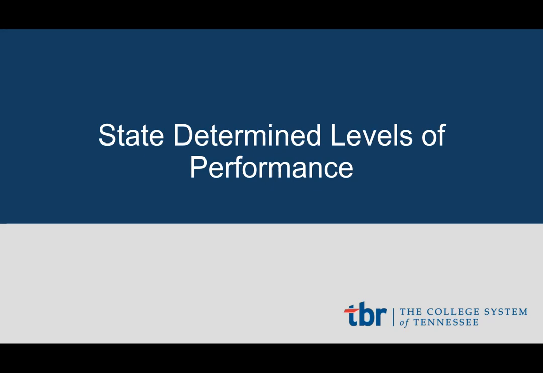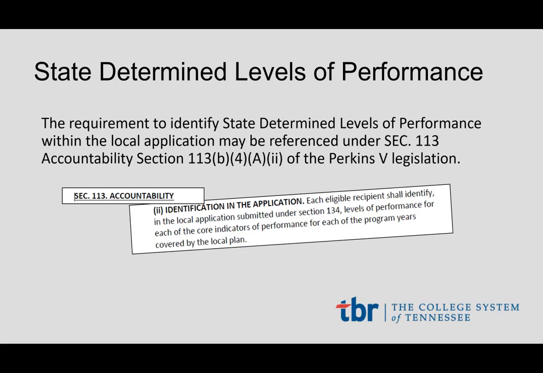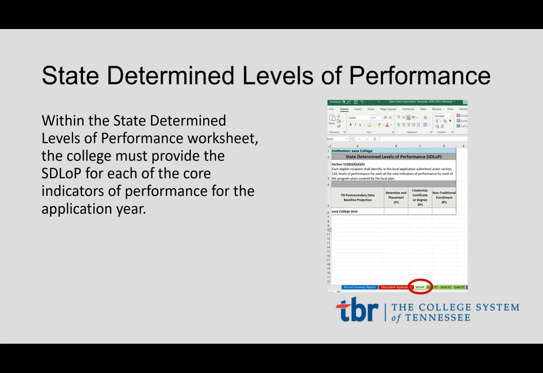State Determined Levels of Performance. The requirement to identify state-determined levels of performance within the local application may be referenced under Section 113 of the Perkins V legislation. Within the State-Determined Levels of Performance worksheet, the college must provide the state-determined levels of performance for each of the core indicators of performance for the application year. These core indicators of performance include retention and placement, credential, certificate, or degree, and non-traditional enrollment.